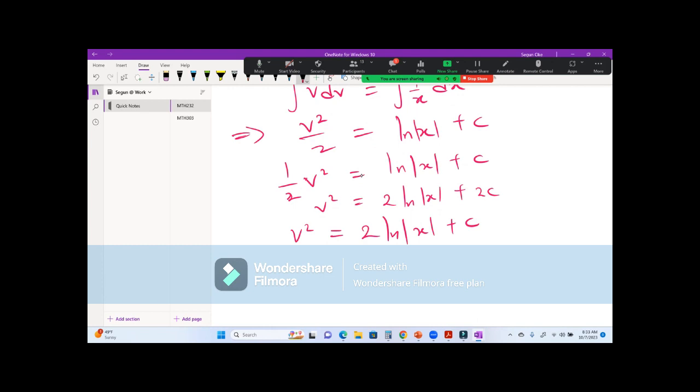Now, we need v alone. So you take the square root of both sides. When you take the square root of both sides, you have v equals plus or minus, because I'm taking the square root based on our knowledge of quadratics, the square root of 2 ln x plus c.